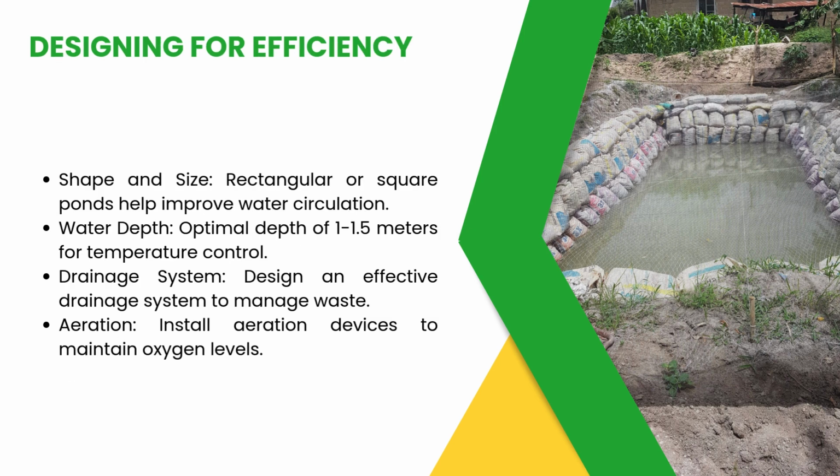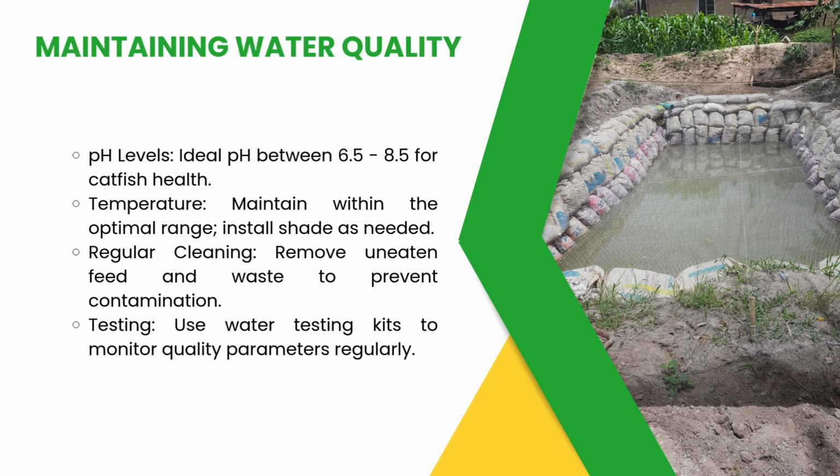And when you want to design for efficiency, it's always good to use a rectangle or square pond to help improve your water circulation over a circular pond. Make sure that you keep your depth at 1 to 1.5 meters for temperature control, so it doesn't become too deep for them or too shallow for them. Then drainage system: ensure you have a good drainage system to move the waste of your fish, that you are recycling the water, or you have somewhere that water passes into in a place that is effective. Usually there's advice to add aeration devices. Aeration devices, you usually shop for them from shops where they sell farm tools. Once you put them into your pond, they allow you to maintain good oxygen levels within your pond.